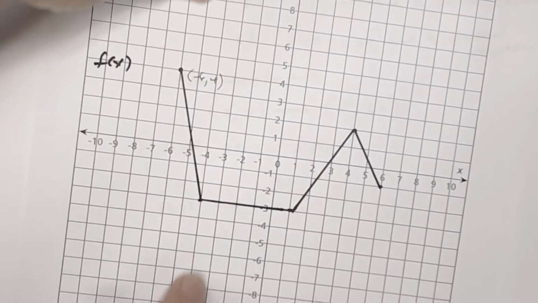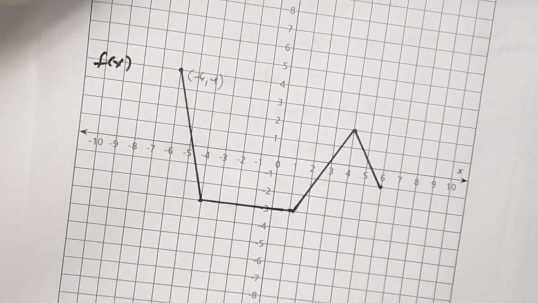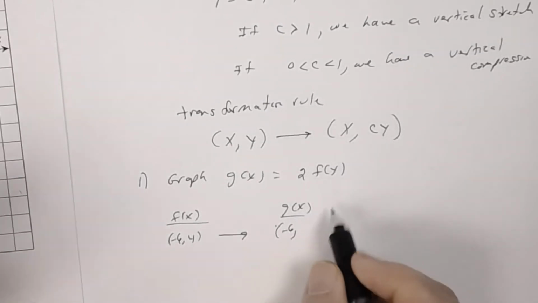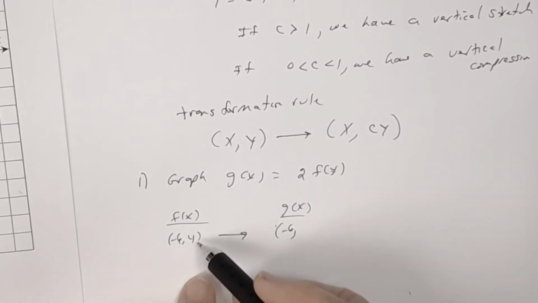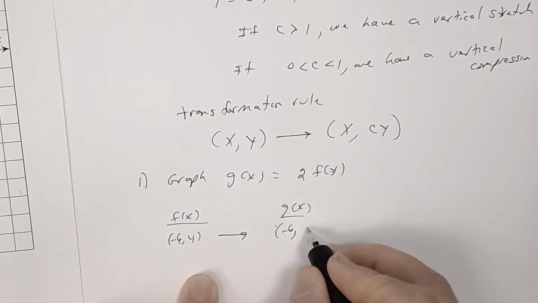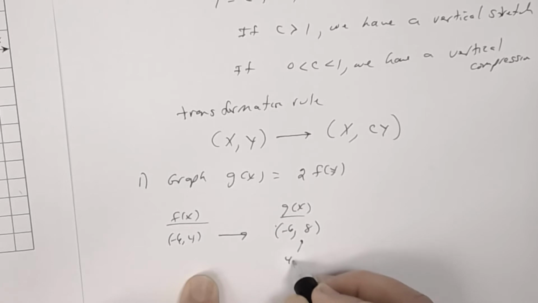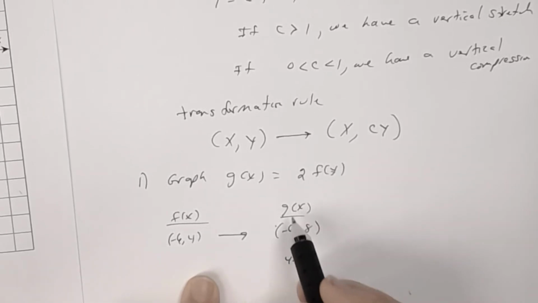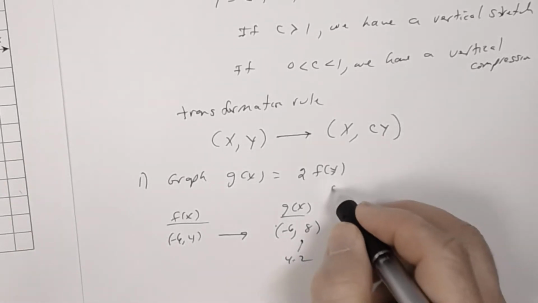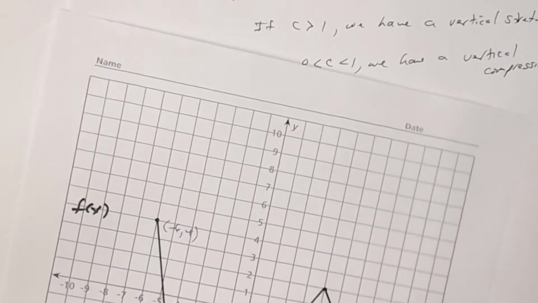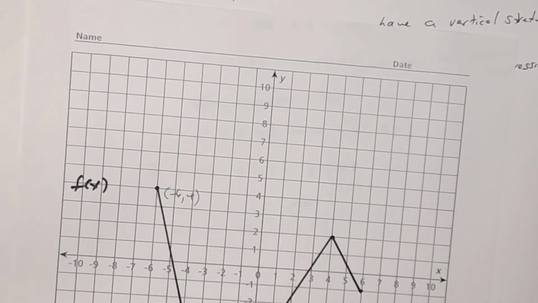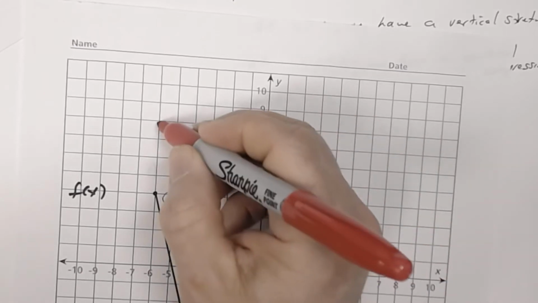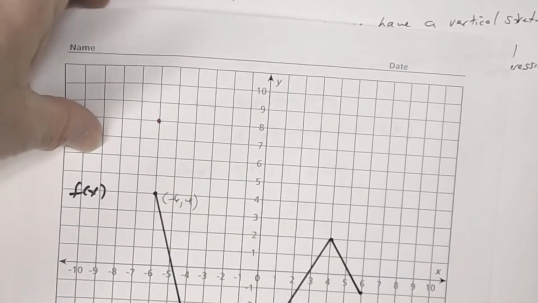So the point negative 6, 4 becomes the point negative 6, and all I do is take my y value and multiply by 2, so I get 8. Because 4 times c, and c is 2 in this case. I'm going to plot that point in red. So negative 6, 8. That is here.